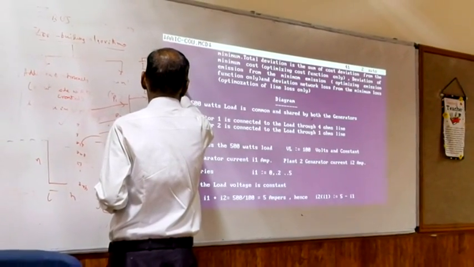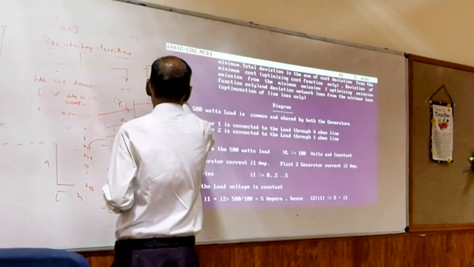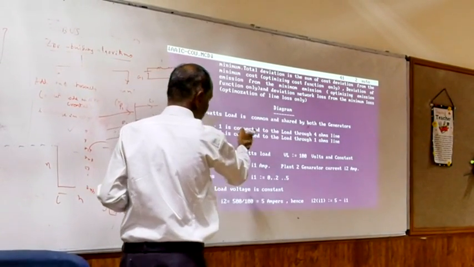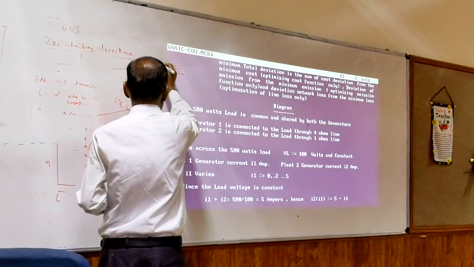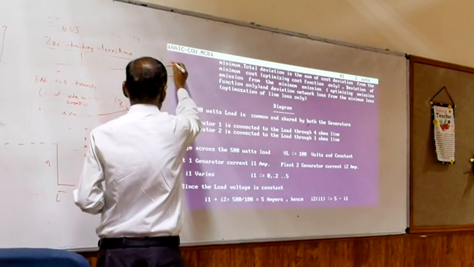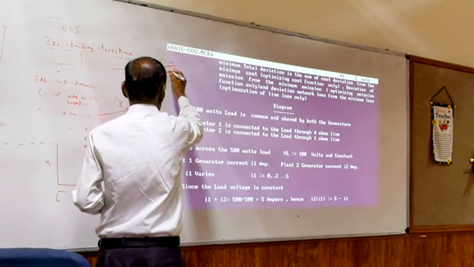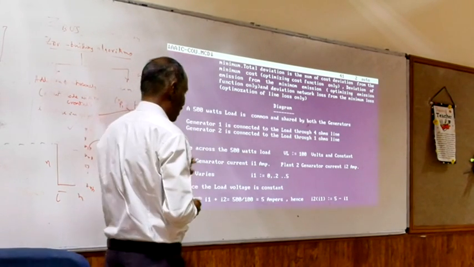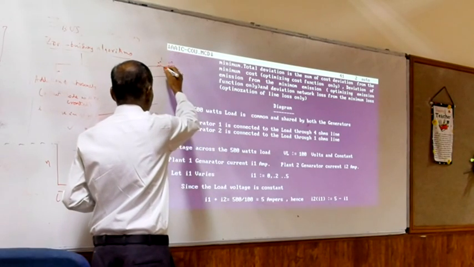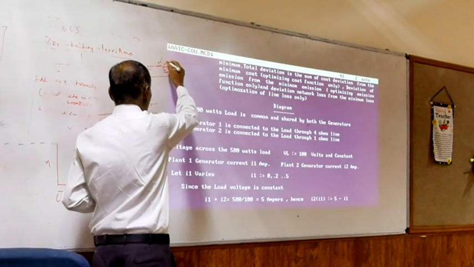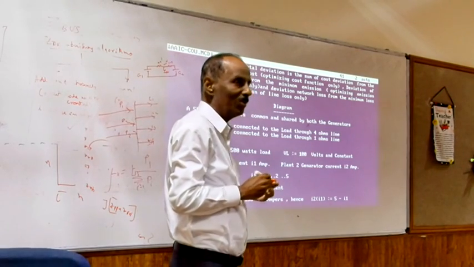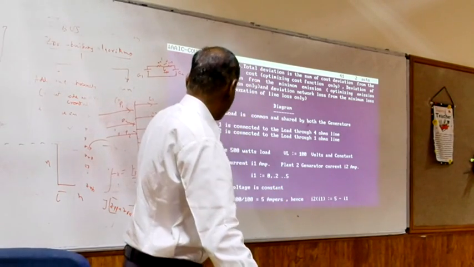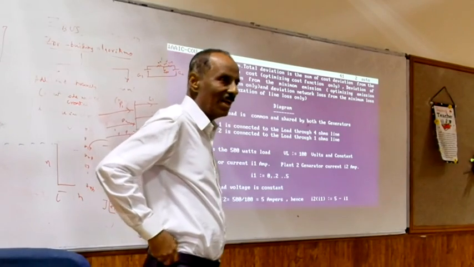This is G2, G1. G1 is connected to the load through 4 ohms. This is 4 ohms. So I have taken just a simple example in order to prove it. Because I already told you this is 100 volt constant. I retained 100 volt constant in order to prove it. And this is the diagram which I drew for this particular concept.